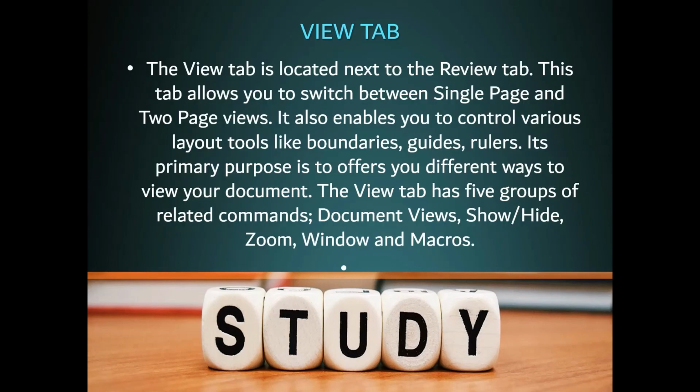View tab. The View tab is located next to the Review tab. This tab allows you to switch between single page and two-page views. It also enables you to control various layout tools like boundaries, guides, and rulers. Its primary purpose is to offer you different ways to view your document. The View tab has 5 groups of related commands: Document Views, Show/Hide, Zoom, Window, and Macros.